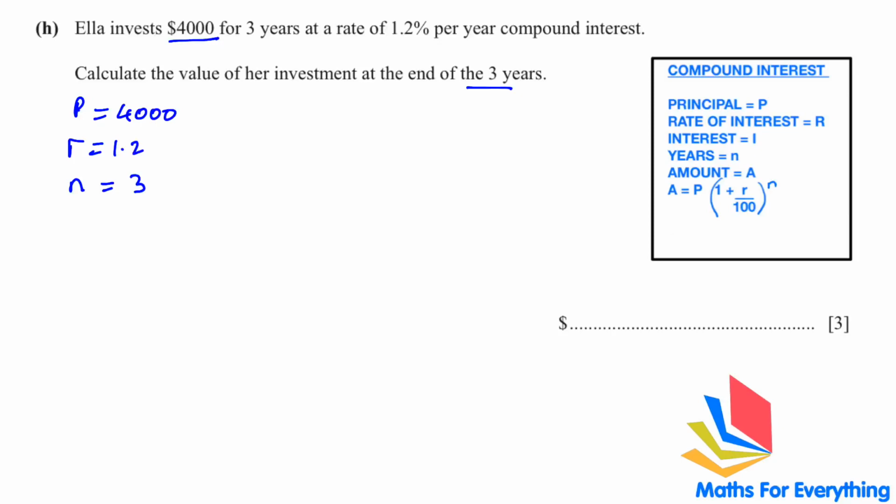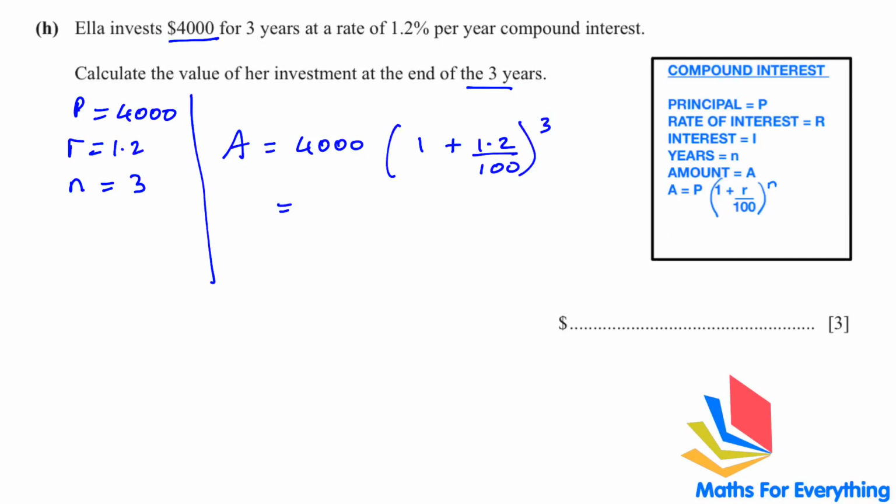So we are going to substitute in the formula to find the total amount. Amount is equal to 4,000 times 1 plus 1.2 over 100 to the power of 3. You can put the whole equation in the calculator and you will get your answer. Memorize this formula. You usually get it for 3 marks. You will get $4,145.73.